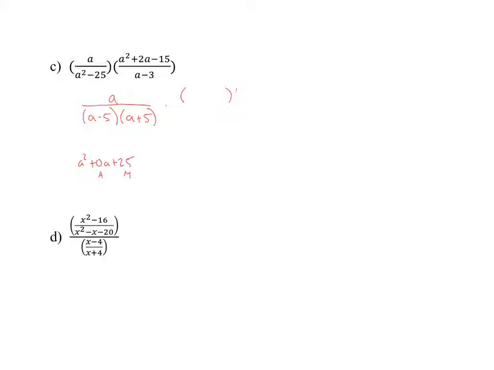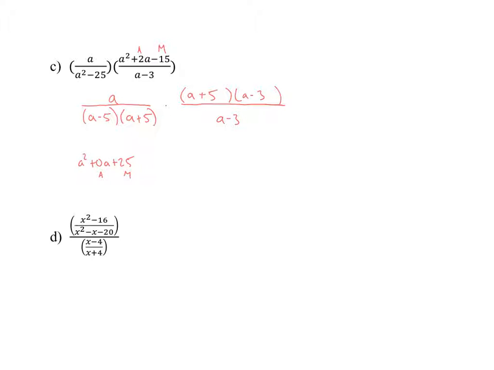A squared plus 2A minus 15. Can we double bubble that? Well, we're looking for things that add to 2 and multiply to negative 15. So that's going to be A plus 5 and A minus 3. And then this A minus 3 we can't do anything about. Can't factor that any further.